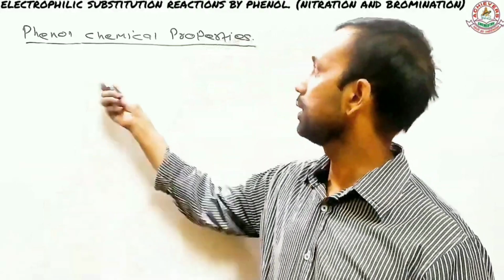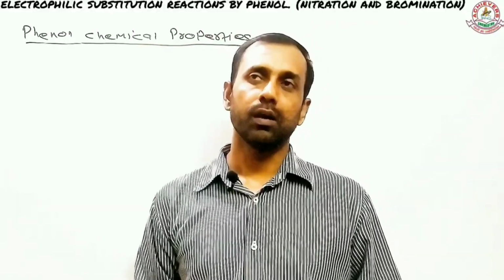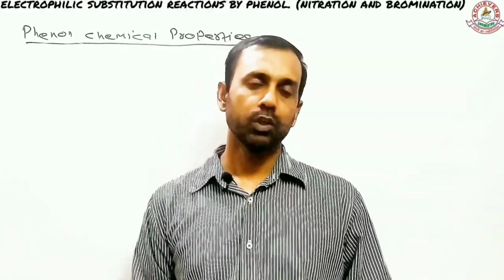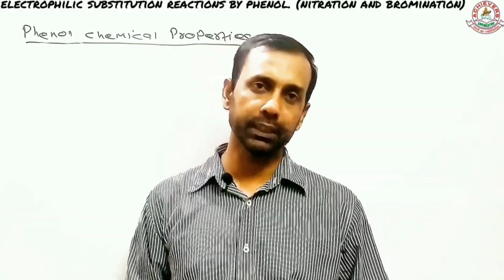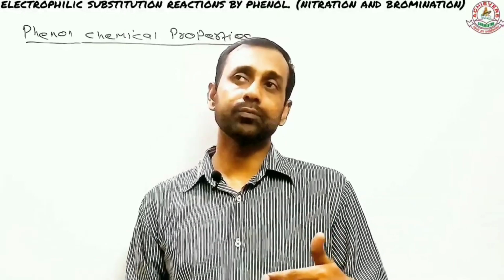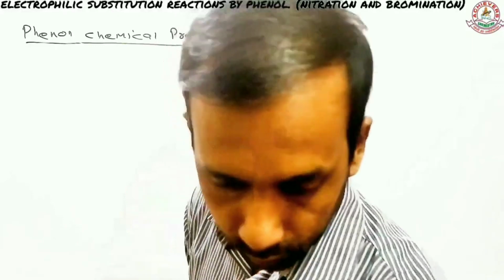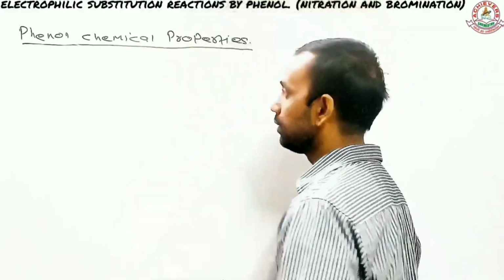So I've written the topic here, phenol chemical properties, and I tell you what, phenol, since it has a hydroxy group, exhibits plus R effect. So benzene with plus R effect has a unique property, that it gets activated towards electrophilic substitution reaction. And because phenol is activated towards electrophilic substitution reaction, it easily undergoes substitution of hydrogen by any other electrophile. So let's see how this is, and I'll take the example here.